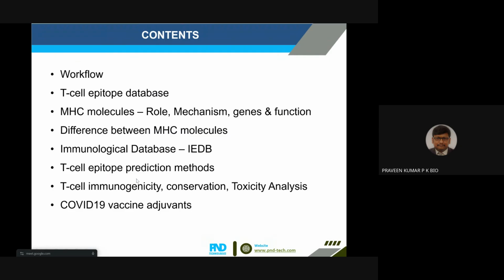What is T cell epitope prediction? I mean, what are the types of T cell epitope prediction methods available? Then immunogenicity, conservation, and toxicity analysis. We will see extensively COVID-19 vaccine adjuvants. You remember I asked you in the last session how many vaccines there are for COVID-19, in 2020. I replied that we have around 89 vaccines, and only three popular vaccines are spread around in Indian markets. So a lot of things are there.